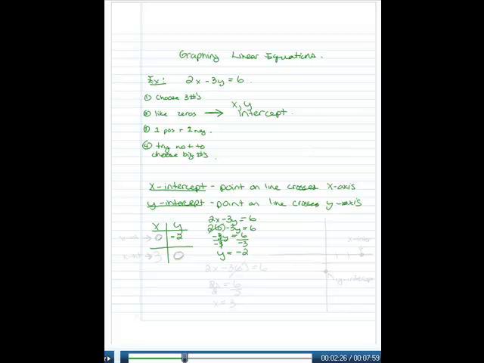And let's do it again, but this time let's make y 0 and see what we get. Again, anything times 0 cancels, so I have 2x equals 6. To get x by itself, you have to divide by 2, so I get x equals 3. So we have 2 very specific points here. Let's look at it on the graph.